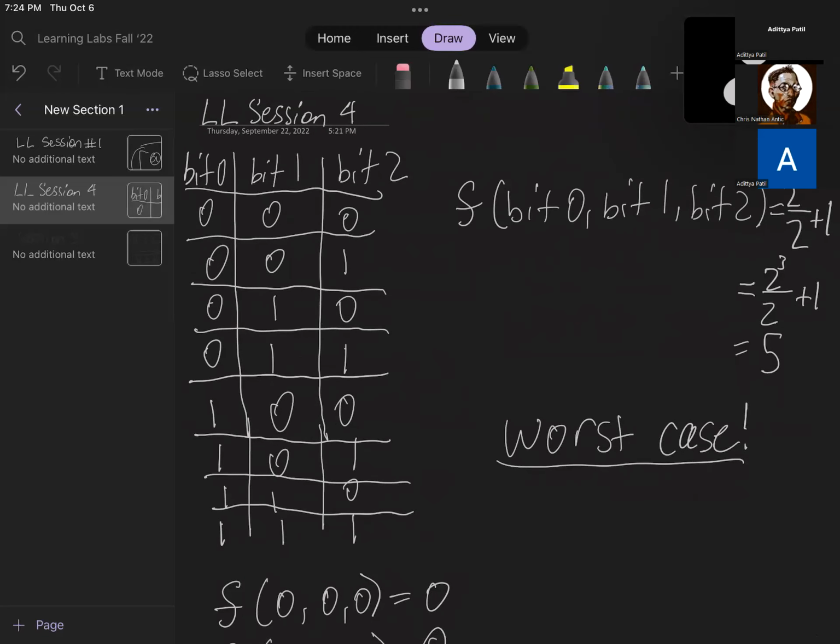Wait, one more time? I would explain how we even turn a function into quantum. You know what? I'll let you do that part.